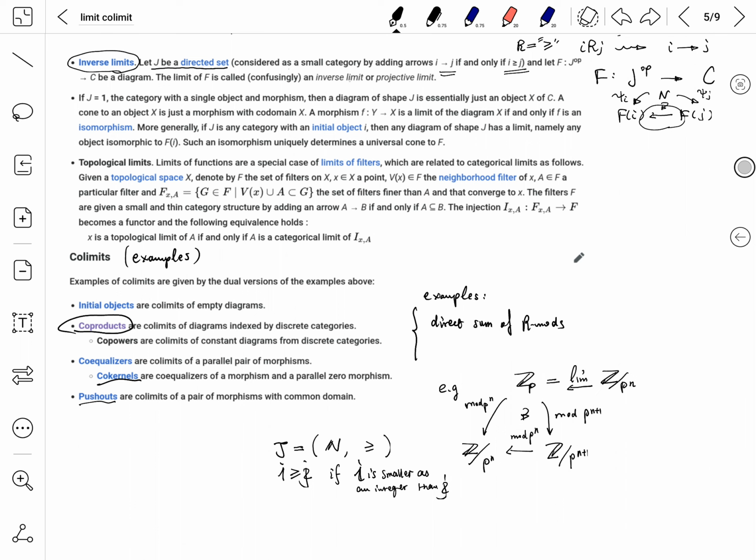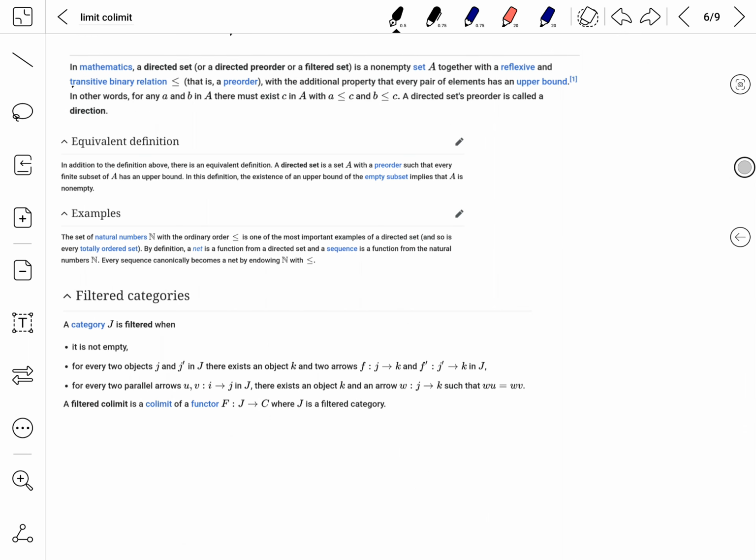This is the directed set. But okay, you have to also check, is this really a directed set? Because the directed set also requires, so let's look at the definition of directed set. A directed set requires firstly reflexivity and transitivity. Reflexive is just saying that i has a relation with i, and transitive is: if i has a relation with j and j has a relation with k, this implies i has a relation with k. Finally, one more condition: for any i, j there exists a k such that i has a relation with k and j has a relation with k.